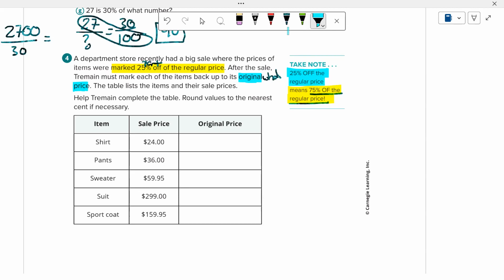The table lists the items and their sales prices. Help Tremaine complete the table. Round the values to the nearest cent if necessary. Make sure you highlight the important stuff. So I need to round it to the nearest cent.